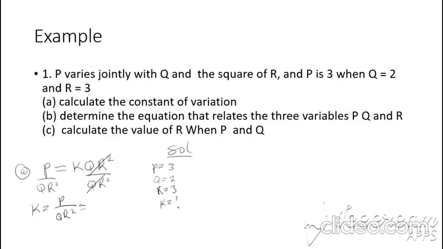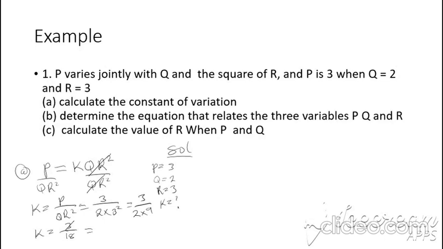Then we can substitute now. Our P is 3 over, our Q is 2 times, our R is 3 to the power 2. What is 3 to the power 2? Same as 9, 3 times 3. So we're going to have 3 over, what is 2 times 9? That's 18.